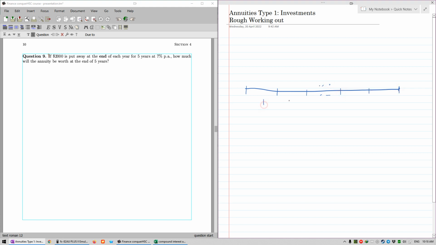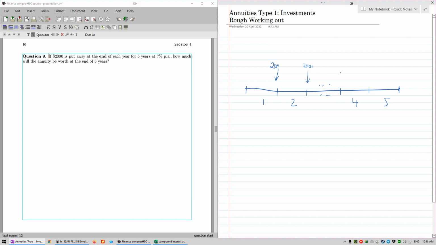All right, so there's going to be 1, 2, ... and 5 years again. So we'll do 4 and we'll do 5. Okay, so now $2,000 is put away at the end of each year. So I'm going to draw the arrow here because at the end of the first year, you're putting in 2,000. And at the end of the second year, you're putting another 2,000. We're not really concerned. We just want to find the pattern.